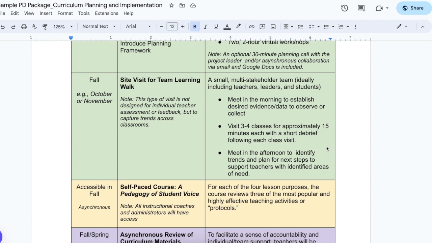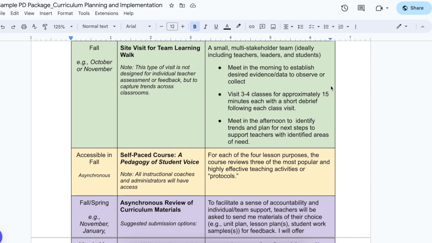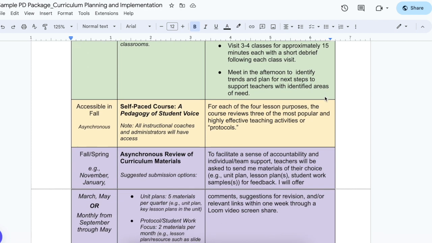I know that some of the recommendation is, you should be able to see whatever you see in 10 minutes of a class or not. Yes, and I think a good lesson always has multiple parts. And so there are different types of engagement and students gravitate to different types of activities. So I do think you can stay longer or shorter depending on a lot of things. You decide. I would say 15 is a good goal, but I'm not a person who's opposed to longer. Meet in the afternoon to identify trends and plan for next steps.